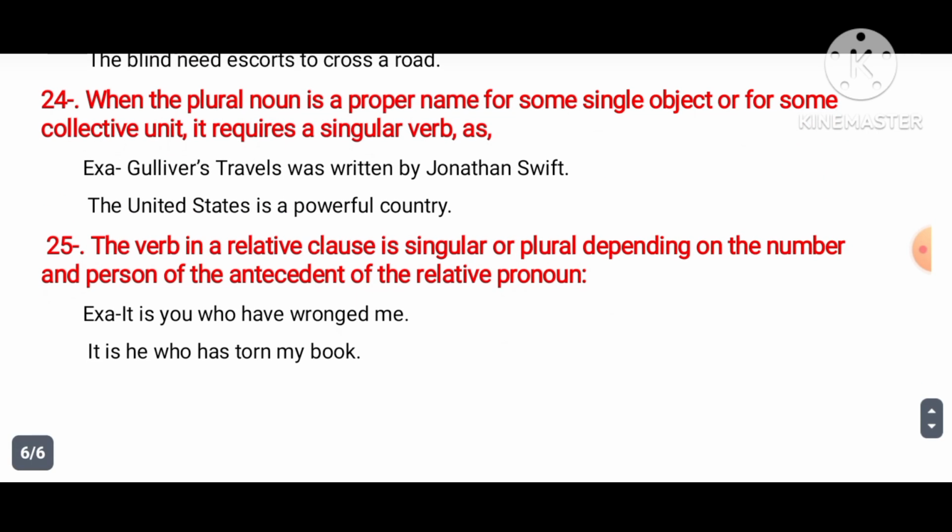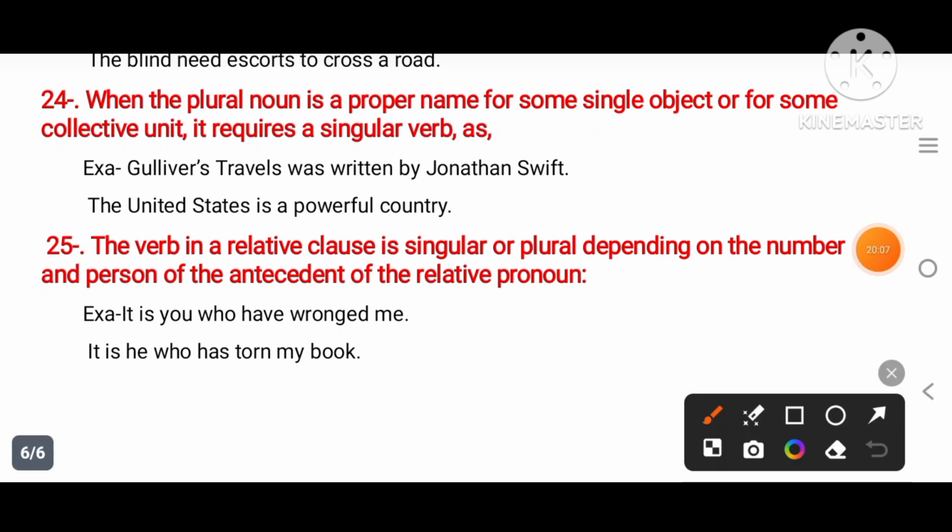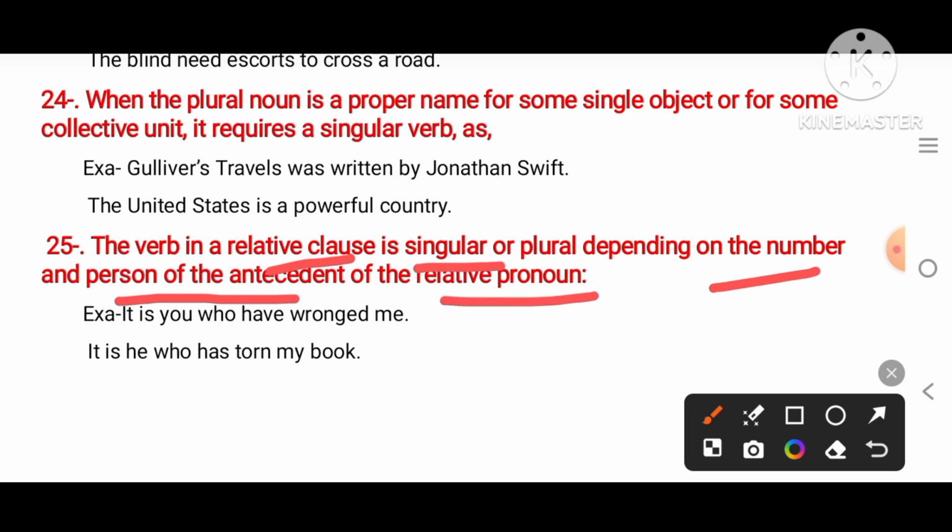Then another rule is: the verb in the relative clause is singular or plural depending on the number and person of the antecedent of the relative pronoun. Okay, antecedent means the word before. The verb in the relative clause is singular or plural, which we will use depends upon the number and person of the antecedent of the relative pronoun. We will see the relative pronoun's antecedent and then use the verb.